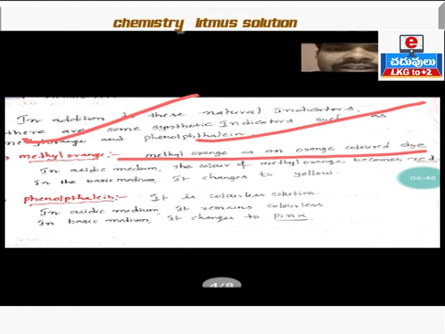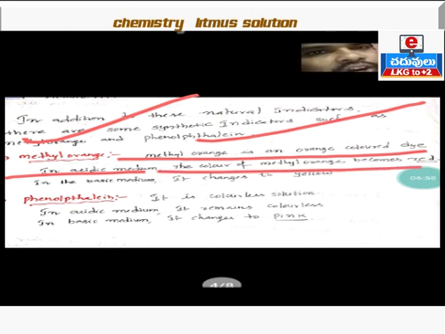Once again, we talk about methyl orange. Methyl orange is an orange color dye. In acidic medium, the color of methyl orange becomes red. Generally, methyl orange indicator is a liquid. So when a few drops of methyl orange indicator are added to the acid, methyl orange gives a reddish color. Remember that methyl orange gives red color with acid. This is very, very important when you are finding the nature of the substance with methyl orange indicator. What is the color of methyl orange indicator in acidic medium? A red color.